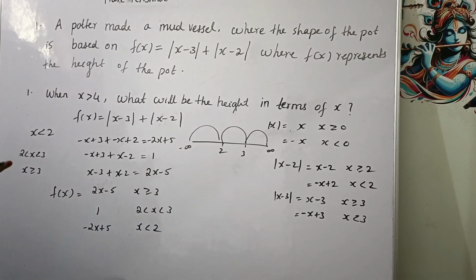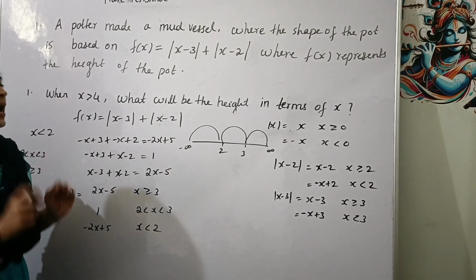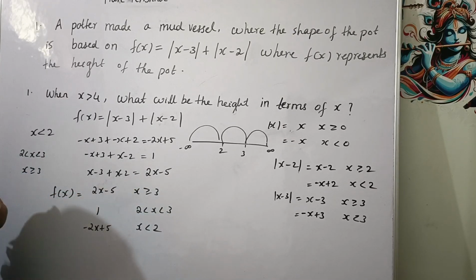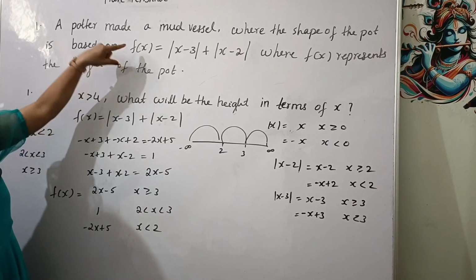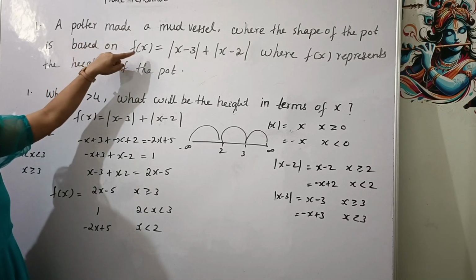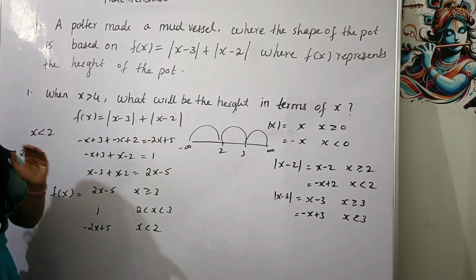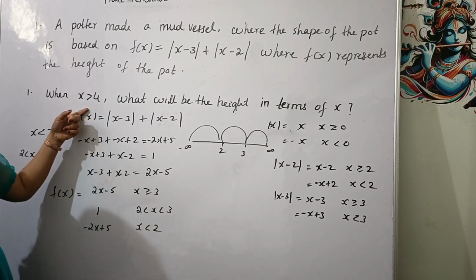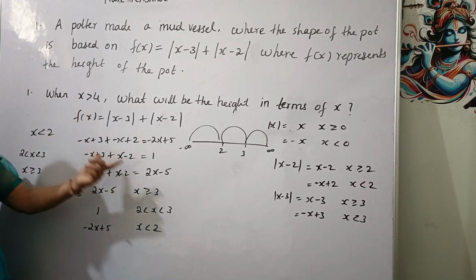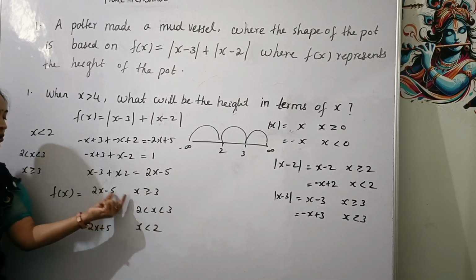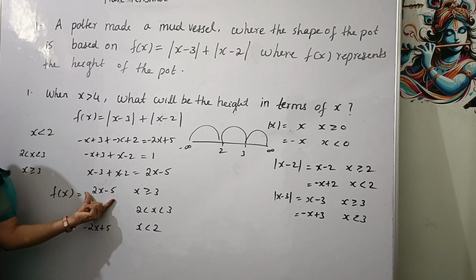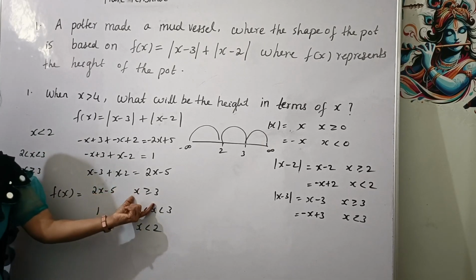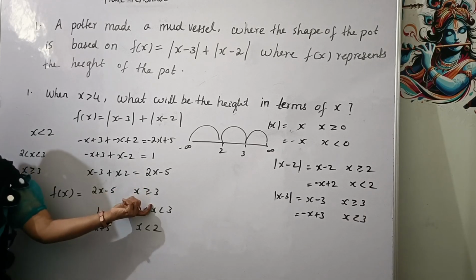When x is greater than 4, what will be the height in terms of x? What is the height? See here, height of the pot. Given f of x represents the height of the pot, right? Therefore, when x is greater than 4, what is f of x? So here, when x is greater than or equal to 3, f of x is 2x minus 5, right? So x greater than 4 is contained here.